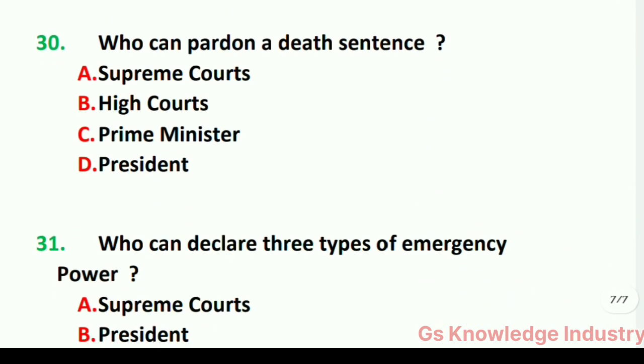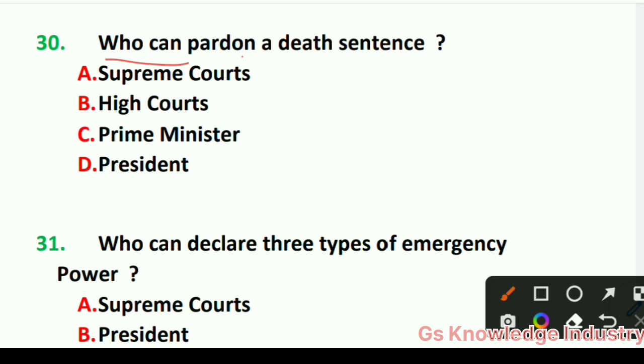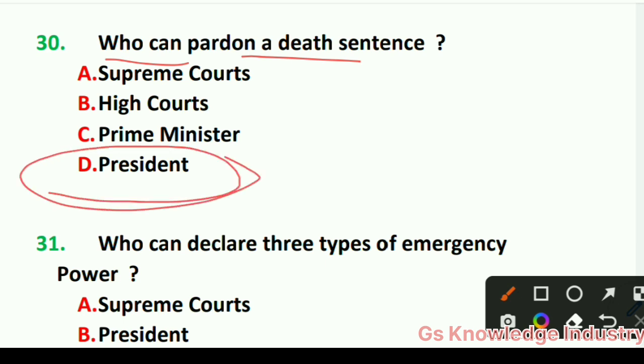30 number question. Who can pardon a death sentence? Option A, Supreme Court. Option B, High Courts. Option C, Prime Minister. Option D, President. So here the right answer is option D, President.